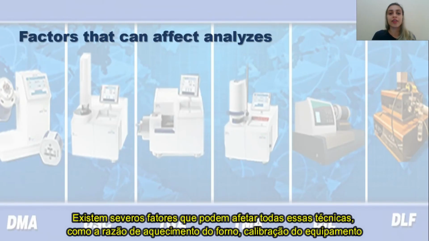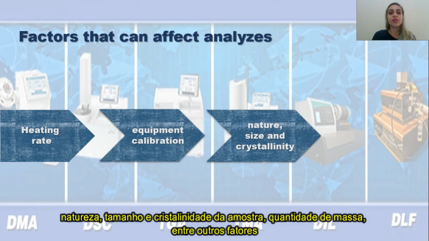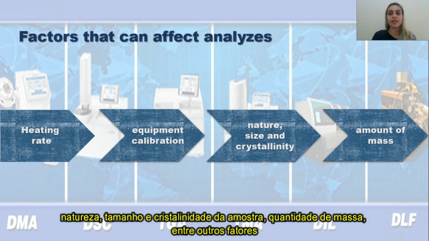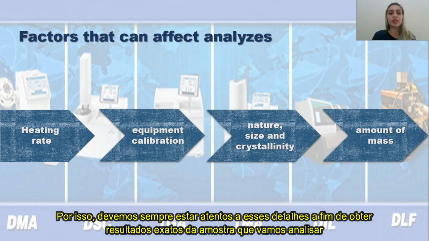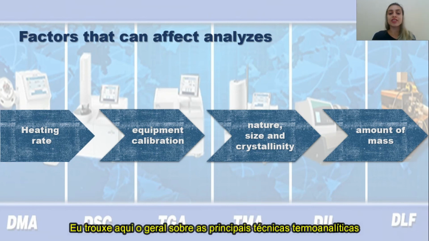There are several factors that can affect all of these techniques, such as furnace heating rate, equipment calibration, particle size and crystallinity of the sample, amount of mass, among other factors. Therefore, we must always be attentive to these details in order to obtain exact results on the sample that we are going to analyze. I gave here a general overview of the main thermoanalytical techniques.